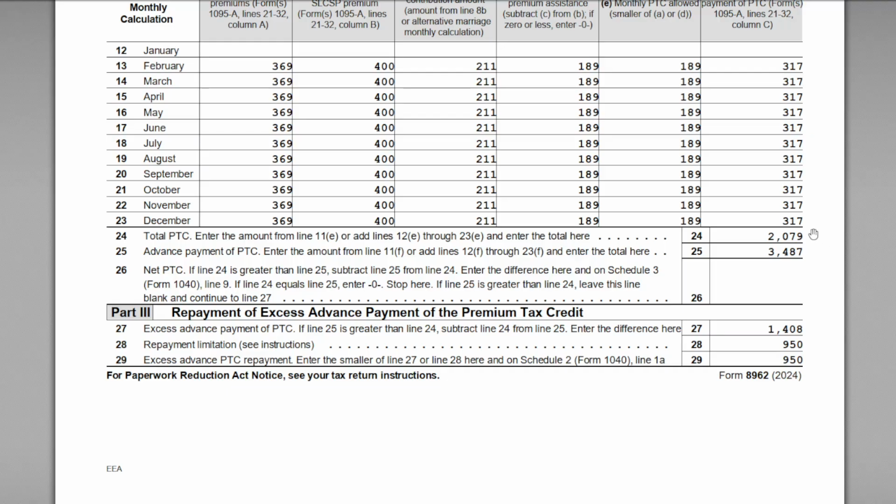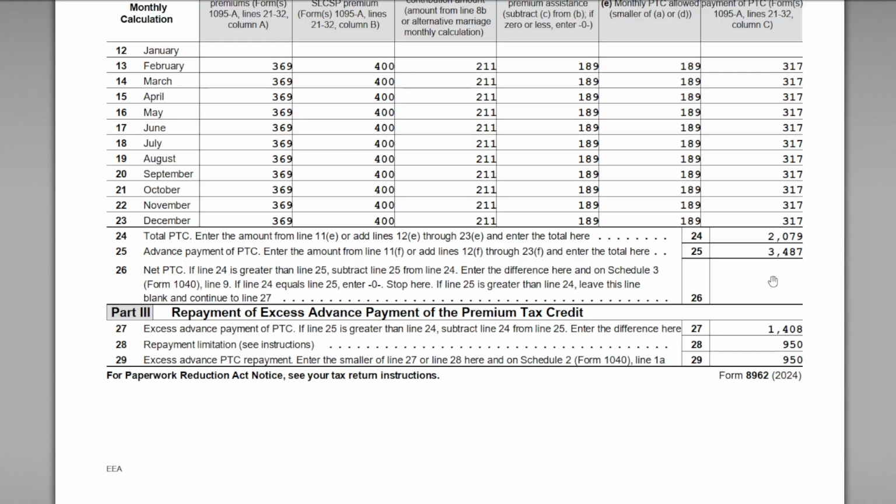If line 24 is greater than 25, subtract the difference and enter it here. Okay. Now, if line 24 is equal to line 25, just enter a 0 and stop here. You're done. What that would mean is that the amount of advance premium tax credit paid to you exactly equals the amount of premium tax credit that you are eligible for.